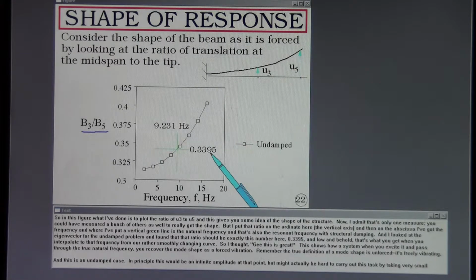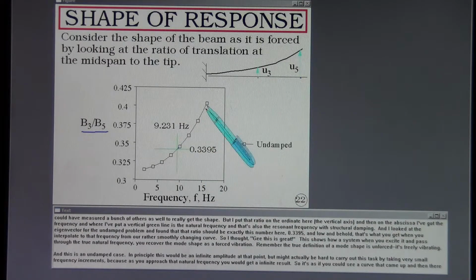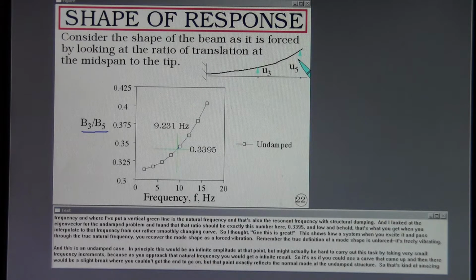3395. And lo and behold, that's what you get when you interpolate to that frequency from our rather smoothly changing curve. So I thought, gee, this is great. This shows how a system, when you excite it and pass through the true natural frequency, you recover the mode shape as a forced vibration. Remember, the true definition of a mode shape is unforced, just freely vibrating. And this is an undamped case.